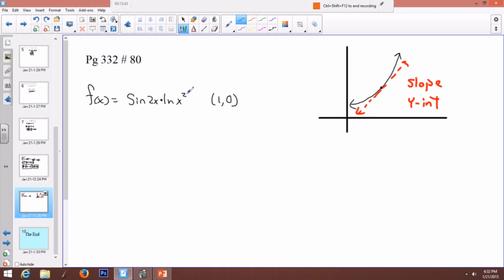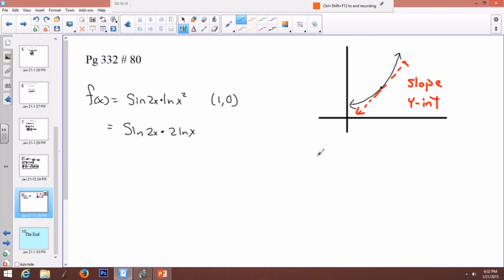So I want to do at least a little bit to try and save myself some work. And so I'm going to use that one rule that says take this 2 and bring it down front. So I'm going to have the sine of 2x times 2 ln x. And now the derivative of this thing is just the constant 2 times 1 over x. And that simplifies it. I don't have a chain there. I still have to do the product rule.